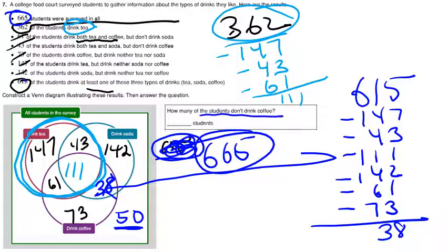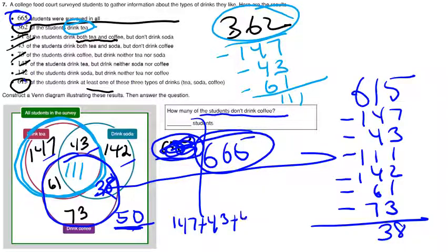How many students don't drink coffee? The ones that don't drink coffee are the ones outside of this circle here. So you're going to add up these numbers right here. So the answer to this is 147 plus 43 plus 142 plus 50. Those are the people that don't drink coffee. All right? So hopefully my numbers are correct, and you let me know if it's not.